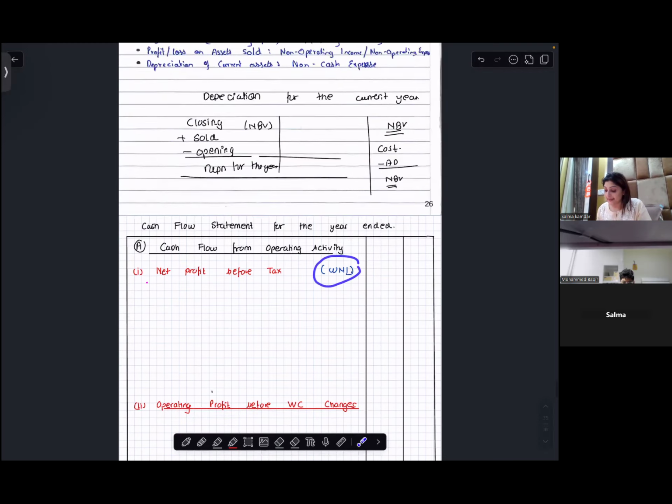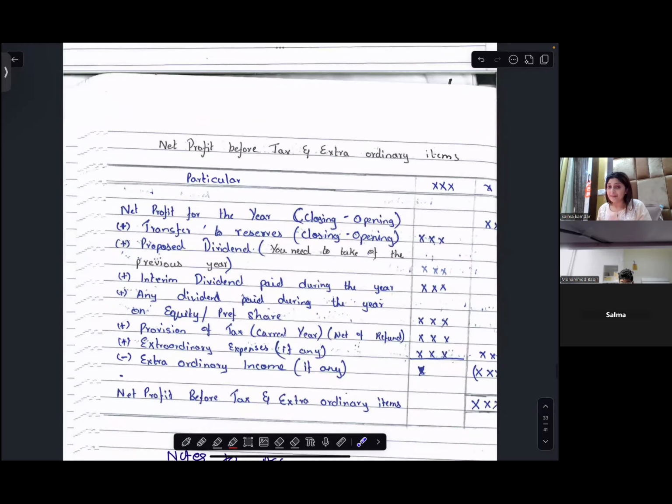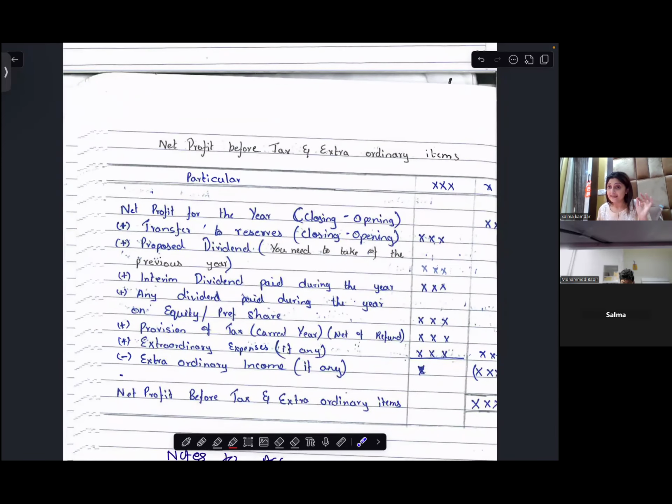When I talk about my working note number 1, my working note number 1 is going to give me my net profit before tax and extraordinary items. This is always my starting point. Are you with me? Have your profit and loss balance. You will do closing minus opening, transfer to reserves closing minus opening, proposed dividend of the previous year, interim dividend of the current year. Any provision for tax, this you get from the account. Are you with me?